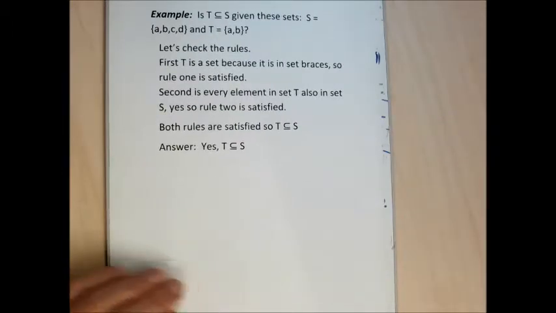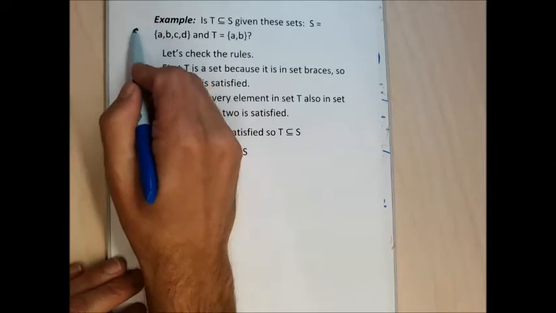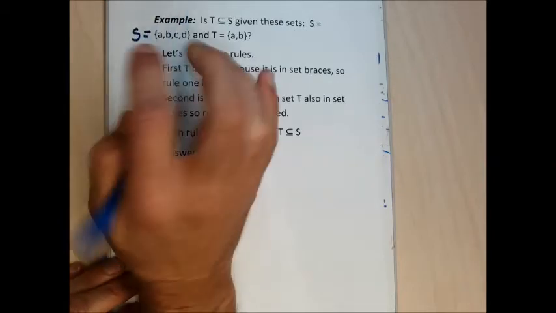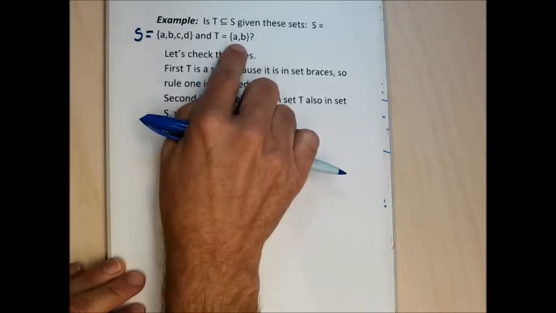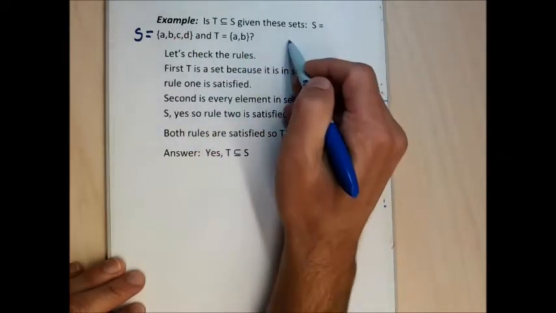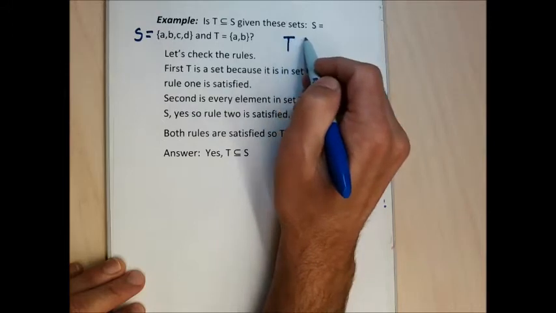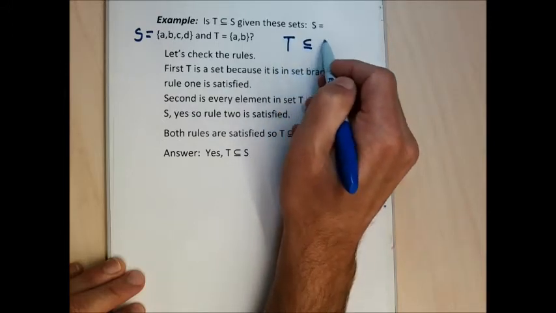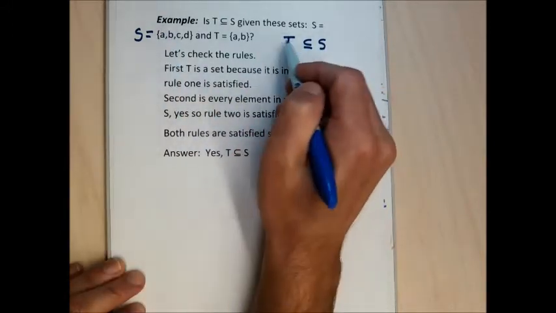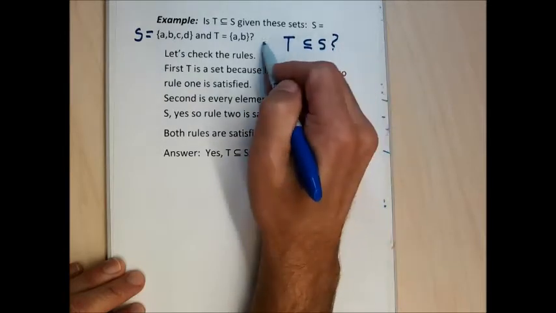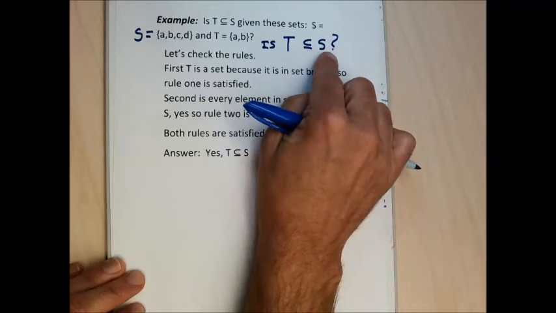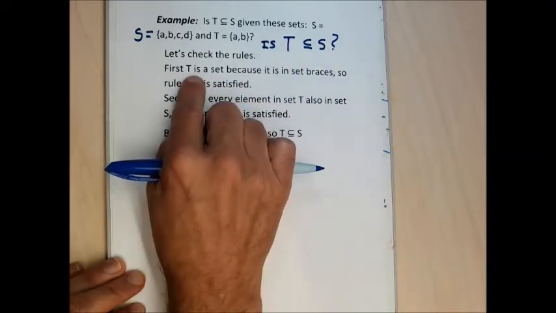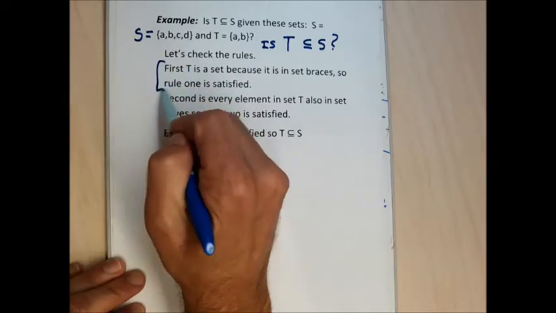This next problem is tricky because I wrote it backwards. So I give you two sets. S has the letters A, B, C, and D. T is a set that contains A and B. And I ask, is set T a subset of set S? That's the question here. What would it mean for set T to be a subset of set S? We need two things. We need T to be a set. So I'm first going to make sure T is a set.